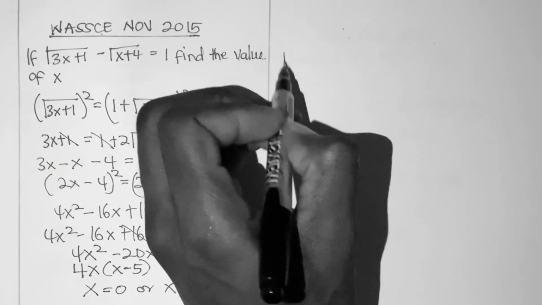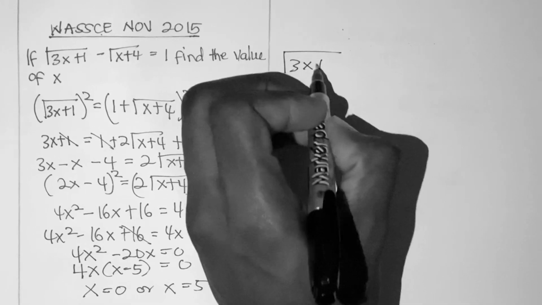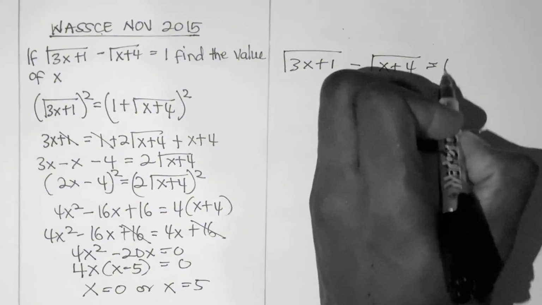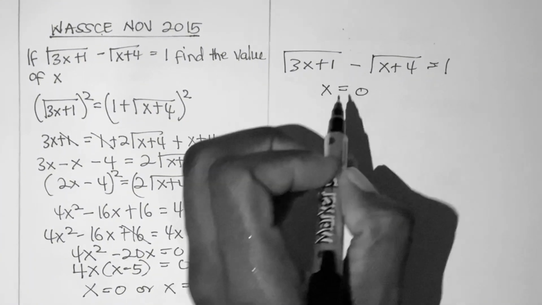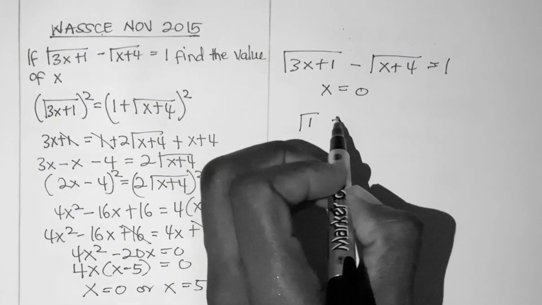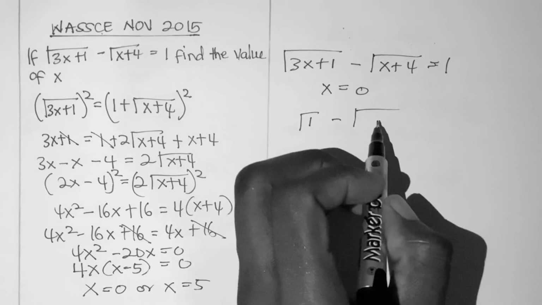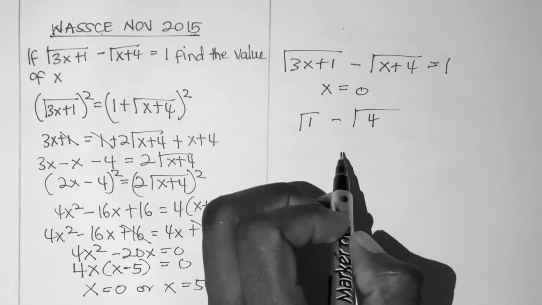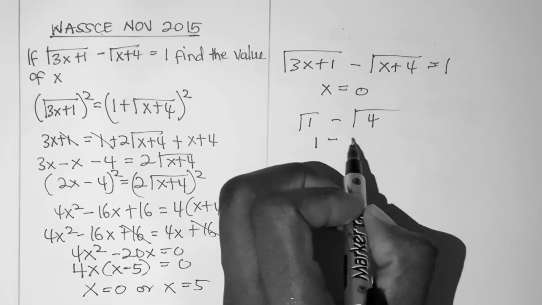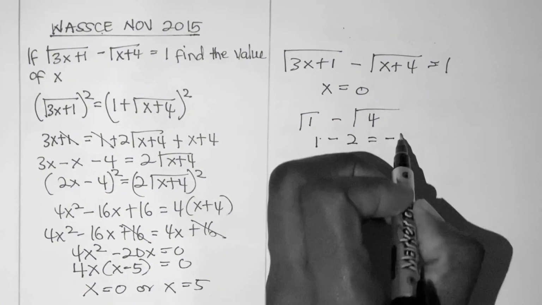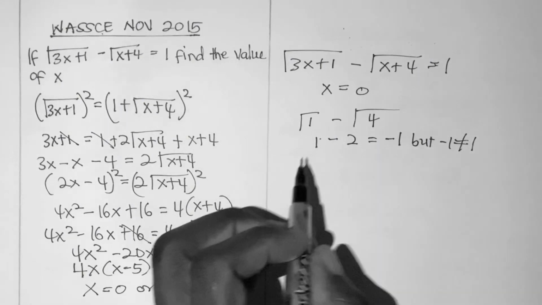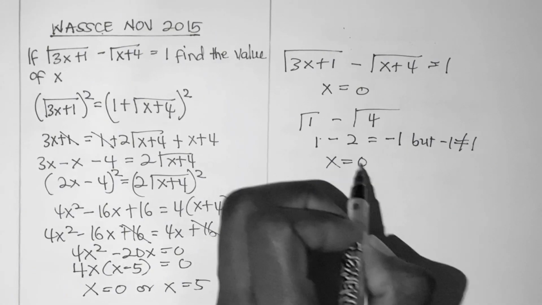So the equation is square root of 3x plus 1 minus square root of x plus 4 equals 1. So if x is equal to 0, that means 3 times 0 is 0, so we have square root of 1 minus, now 0 plus 4 is 4, so minus square root of 4. Square root of 1 is 1, minus square root of 4 is 2. 1 minus 2 is equal to minus 1. But minus 1 is not equal to 1. And therefore x equal to 0 is not a solution.